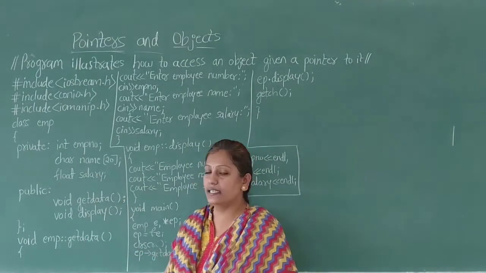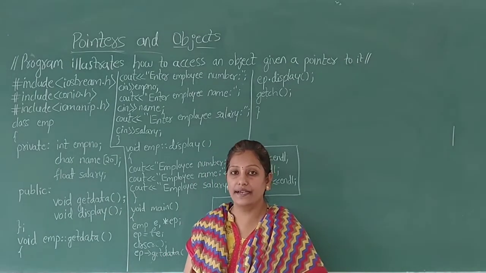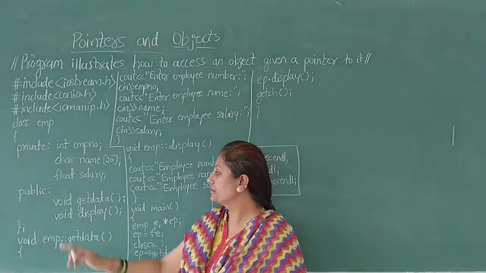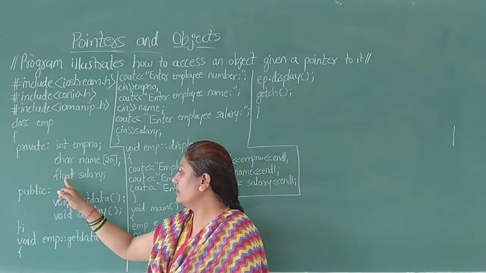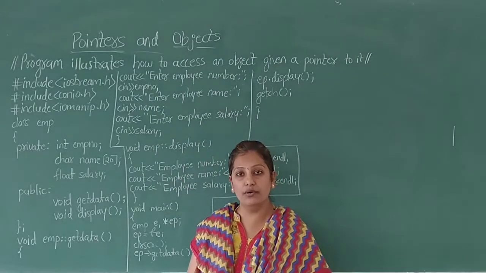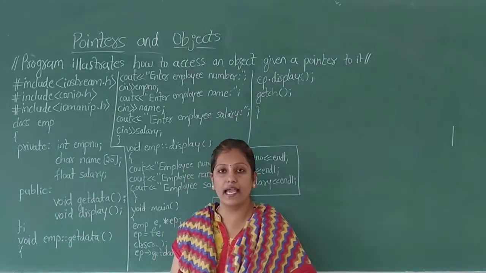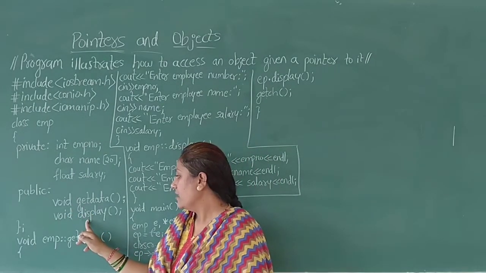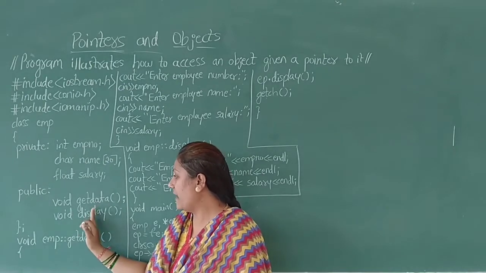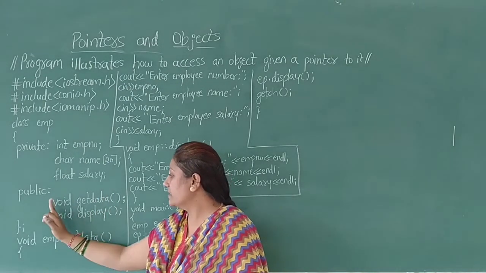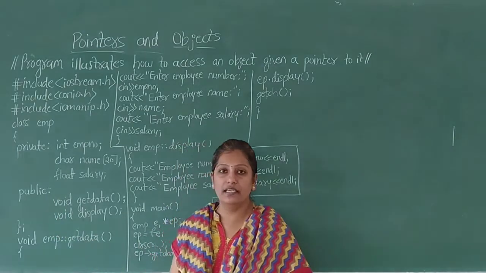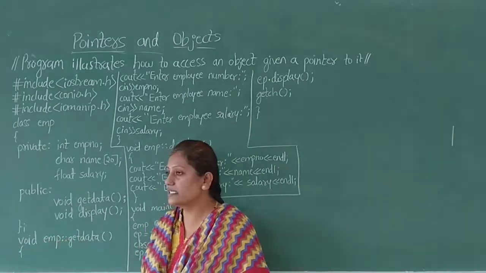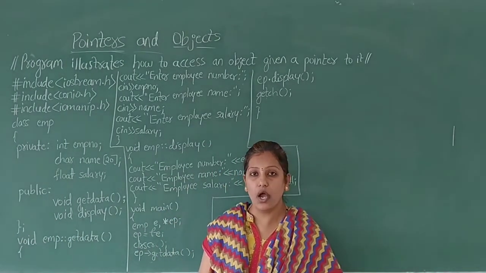And name is declared with a character, a set of characters or a single character. Okay, a set of characters is called a string. And salary, which is holding a decimal point value, is therefore declared with the data type float. And get data and display member functions are declared with the data type void, meaning there is no return value to the class. Okay, and here the class is terminated by a terminator operator.